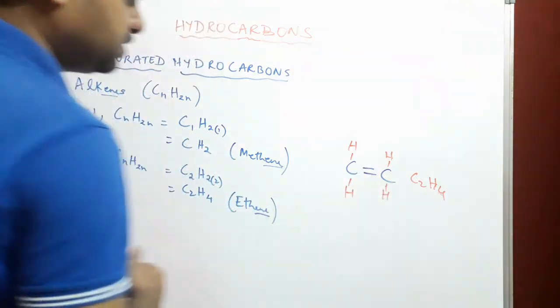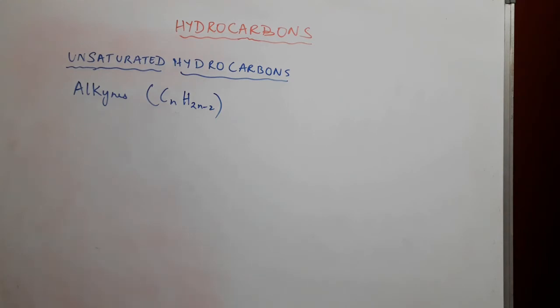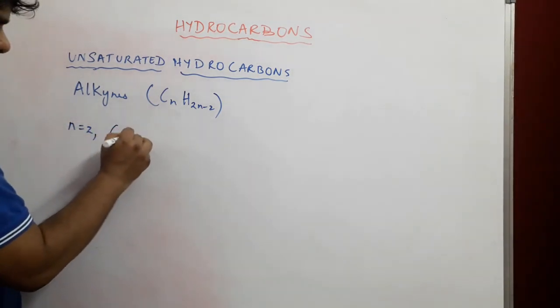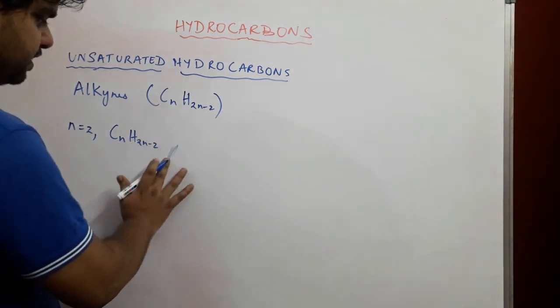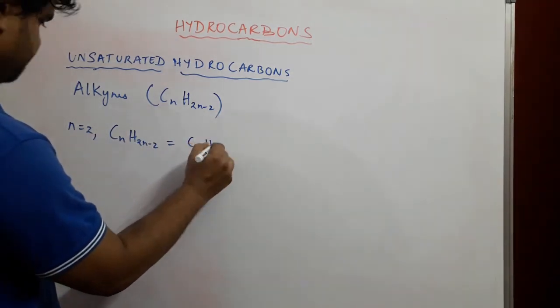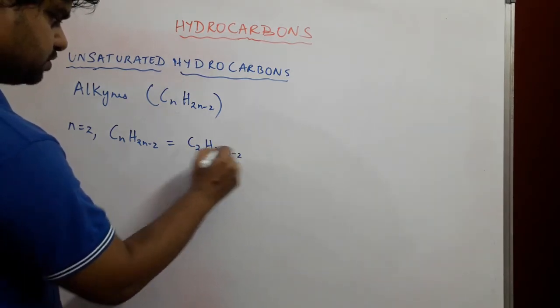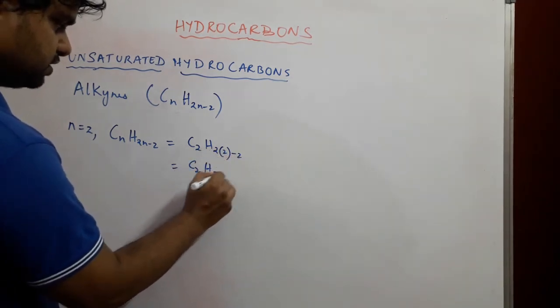In case of ethene, this is how it forms: C2H4, 2 carbon atoms and 4 hydrogen atoms. Similarly, let's have a look at alkynes. Next we have alkynes with the general formula CnH2n minus 2. So if we take n equal to 2, let's see what we get. Wherever there is n, we substitute it with 2. So we get C2, 2 twos are 4, 4 minus 2 is 2, so C2H2, and this is your ethyne.